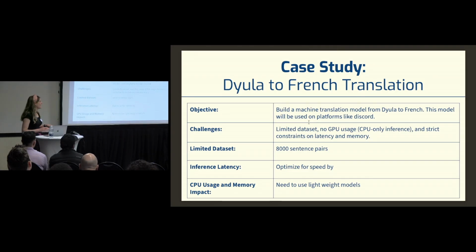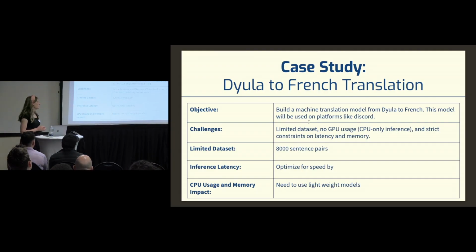So I'm going to talk about this case study that I did as part of a hackathon. A few of us at our company took part, and we had a bunch of different solutions, so I need to thank them for allowing me to talk about their solutions. It was a great way to explore different ways to go about it and see how they compare. The objective of this competition was to build a translation model for Dyula to French, which should be usable on platforms like Discord or something similar.